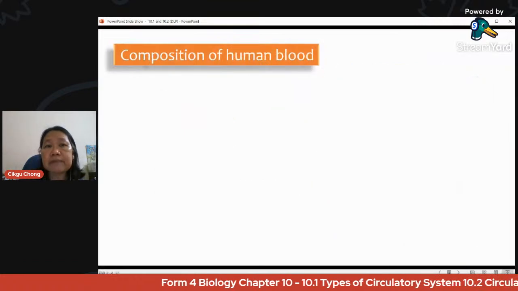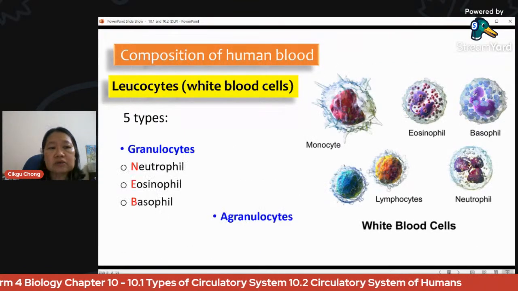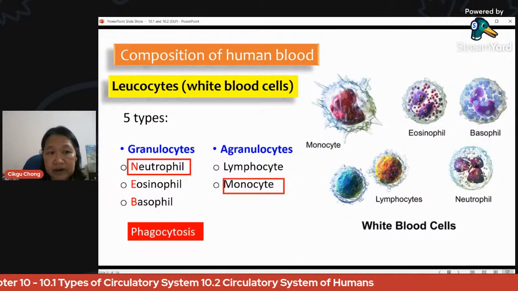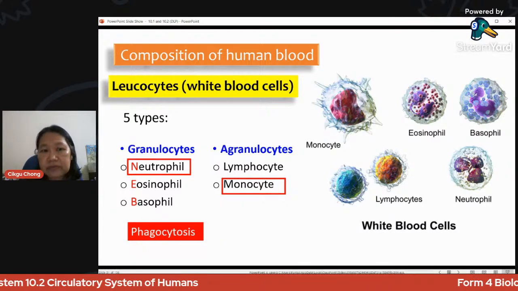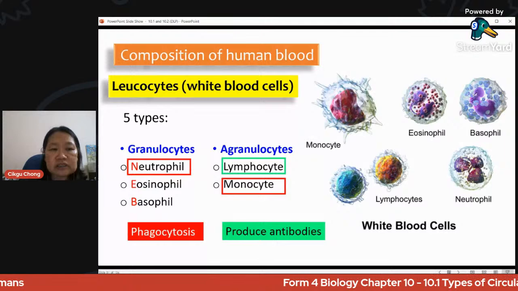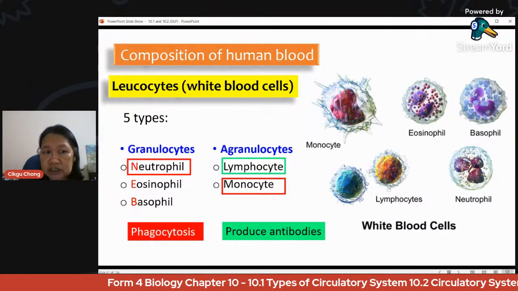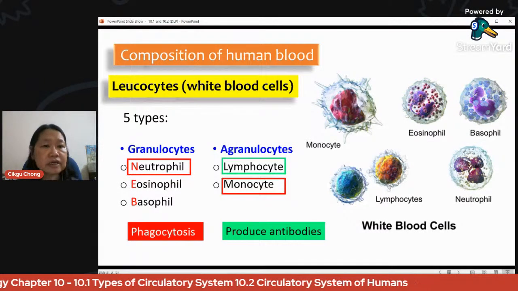Okay, so just to recap, to make it simple for you to remember, here I will classify it. Phagocytosis is carried out by neutrophil and monocyte, and producing antibody is lymphocyte. For the eosinophil, this one is to combat the allergic reaction. For basophil, it is to prevent clotting of the blood.